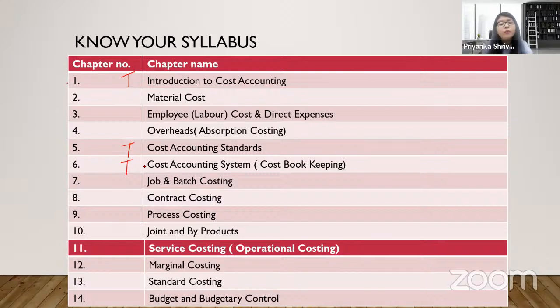Other than that, we also have various practical chapters, but from those practical chapters also you might expect some theory questions. The chapters you have are material cost, employee cost, direct expenses, overheads, methods of costing, which comprise job and batch costing, contract costing, process costing, joint and byproducts, service costing, marginal costing, standard costing, and budget and budgetary control. So you have a huge syllabus.